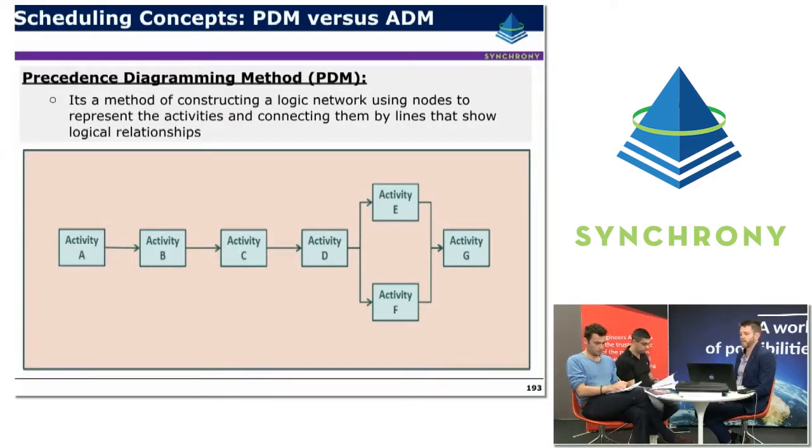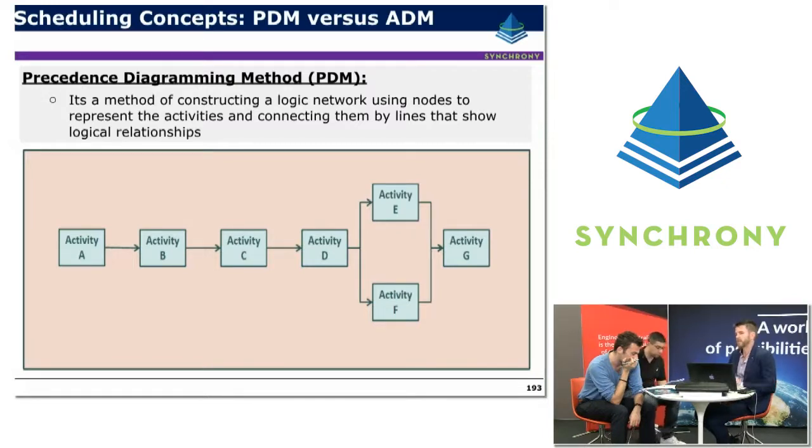The precedence diagramming method is probably not worth putting too much emphasis on, but it's basically a technique for constructing a logic diagram using nodes to represent activities and connecting them with lines that show the logical relationships. So this is a very simple example where the square boxes represent activities and the lines represent relationships. This is not something you'd use in your day-to-day job, but it is something you can use as a method for manually going through the process to demonstrate that you have a good understanding of total float and critical path.